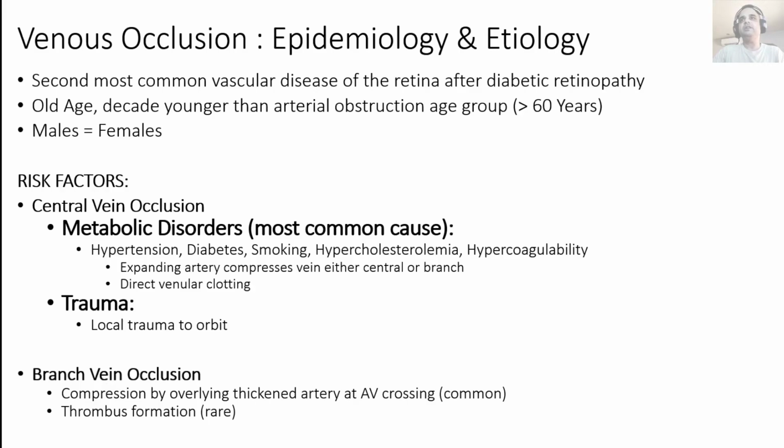A branch occlusion, on the other hand, is by far most commonly caused by an expanding artery at an AV crossing. The other cause is again thrombus formation, which is rarer as compared to the expanding artery occluding a vein at an AV crossing.